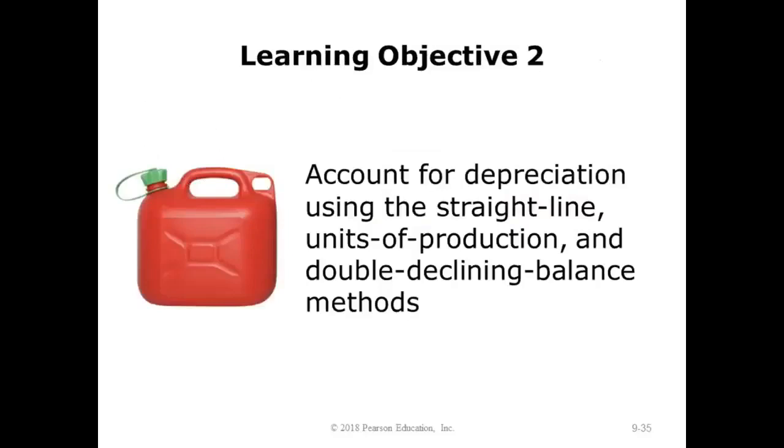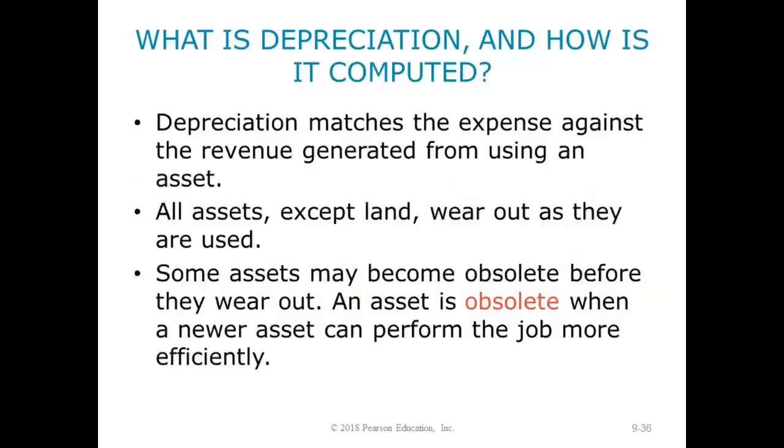Now let's talk about the accounting for depreciation, in particular using straight line, units of production, or double declining balances. So let's talk about this. Now, remember what depreciation is. We want to match the expense against the revenue generated from using an asset. Again, it's the matching concept, and we want to recognize the revenue and the expense, and we want to match the two together in the period that it was generated.